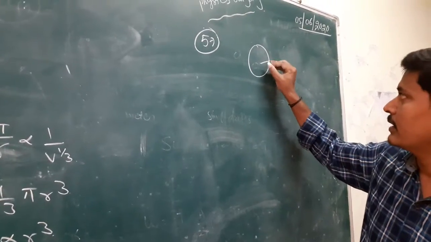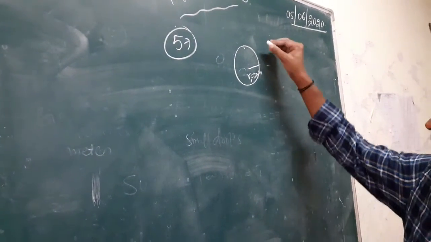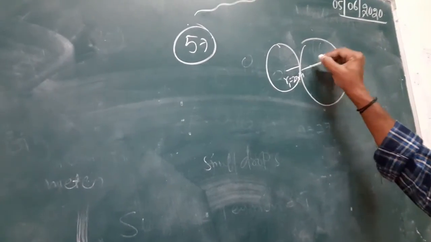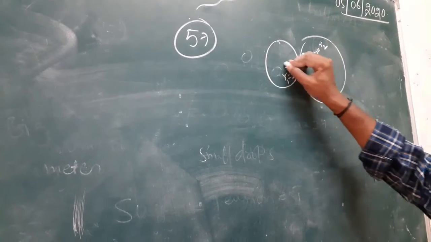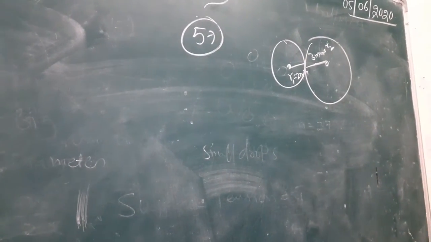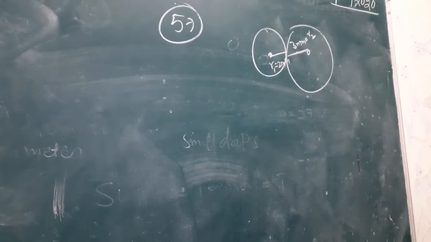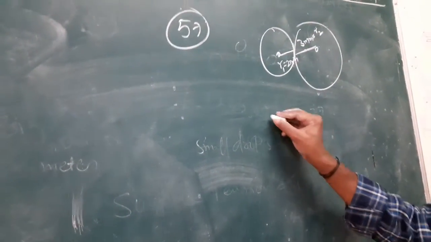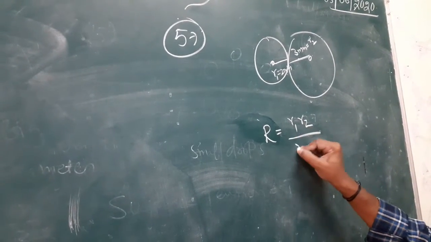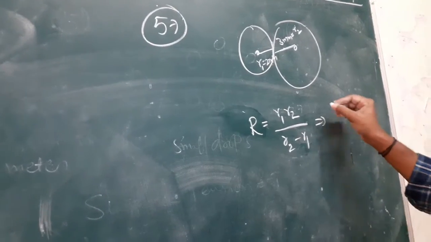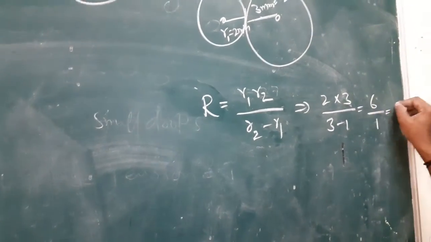Next, the radius R1 of one bubble is 2 mm, and a second bubble of radius R2 equal to 3 mm is kept in contact with it. What is the radius of curvature of this interface? R is equal to R1 R2 divided by R2 minus R1, which is 2 into 3 divided by 3 minus 2, that is 6 mm.